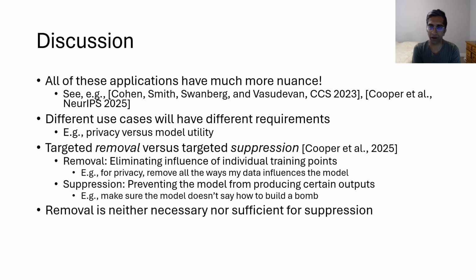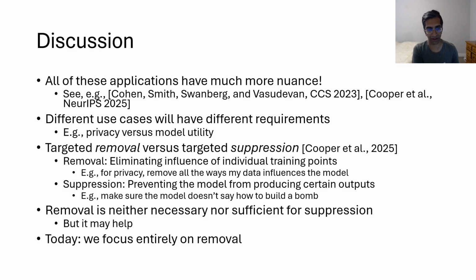I'll just say quickly that removal is neither necessary nor sufficient for suppression. They're kind of incomparable goals. But on the other hand, it may help. For example, if you've removed all the training data corresponding to a specific topic, then it may prevent the model from being able to tell you things related to that topic. But today, we're going to focus entirely upon removal, and any implications for suppression can be explored separately.